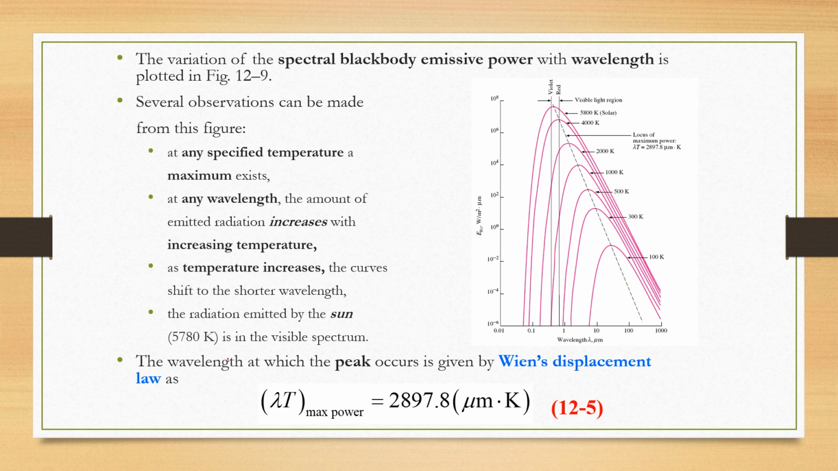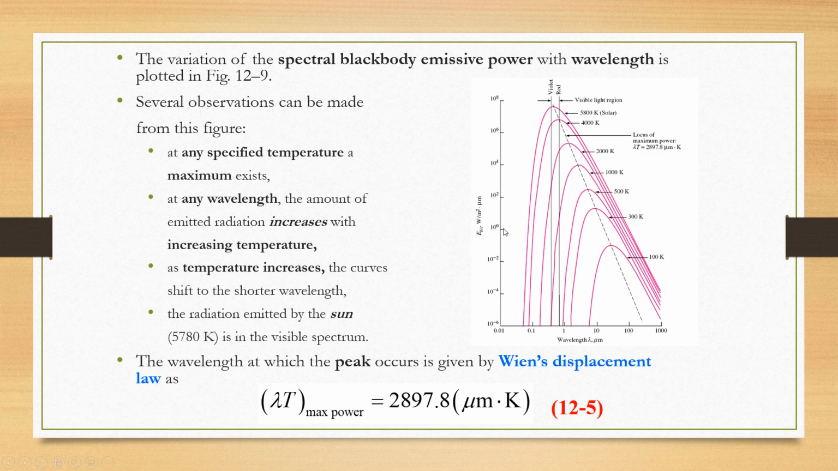Next, the variations of spectral blackbody emissive power with wavelength is plotted in figure 12.9. Several observations can be made from this figure. We have wavelength here, and then we have the emissive power for the black body at lambda. Lambda is the specified wavelength, depending on you. If you want to find the spectral emissive power at a wavelength of 1 micrometer, then you look at 1 micrometer here, and you will see what the spectral emissive power is.